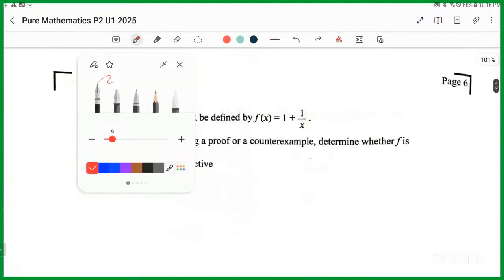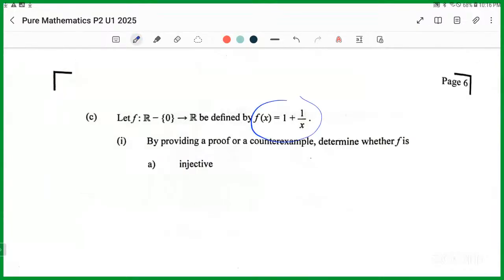This gives us function of x. And it's on R, not including 0, mapping to R, meaning on the set of real numbers. So basically, we know that x cannot be 0. So x is a member of R, but not including 0. Something like that. The first part says by providing a proof or a counterexample, determine whether f is injective.